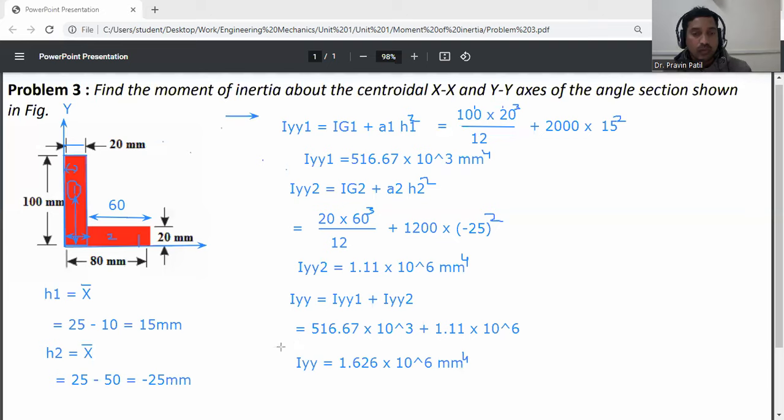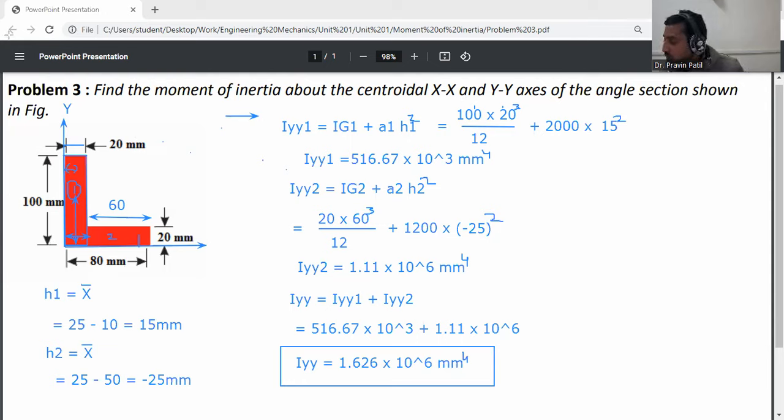So the question was to find the moment of inertia about the centroidal axis and the YY axis. The moment of inertia about the x-axis was calculated as 2.907 into 10 raised to the power 6, and Iyy is 1.626 into 10 raised to the power 6 mm raised to 4. Okay, this is your final answer.